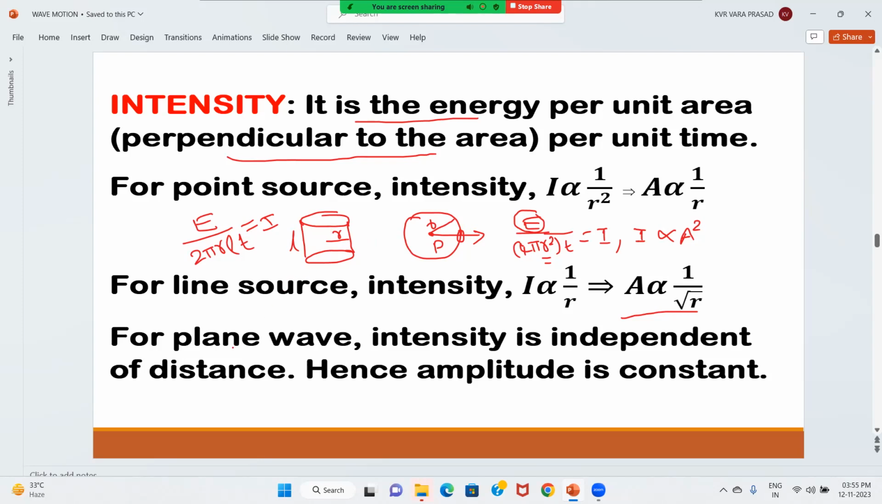But for a plane wave, plane means its area does not change. Therefore, intensity is independent of distance. Hence, amplitude is constant. So, for a plane wave, amplitude is a constant. Okay. So, this point we use while discussing plane progressive waves.